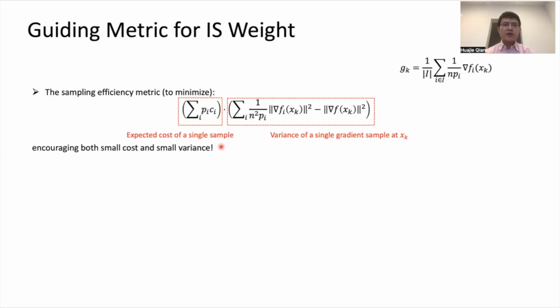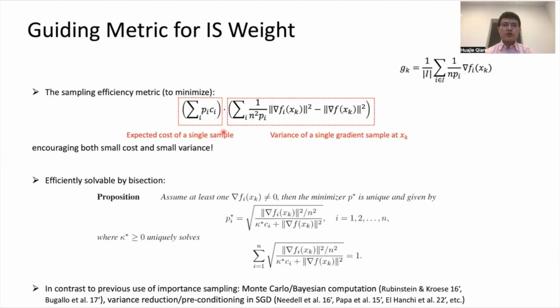So for now, this choice of the metric may seem heuristic, but we'll show later that this actually is the optimal way. So one potential issue with this metric is that it is non-convex in the weights PIs. However, we show that by analyzing the Lagrangian, we see that the optimal weight PI star can be in this form. Okay. So in order to solve for these optimal weights, we simply need to choose the kappa star value here so that all the PI values sum up to 1. And this can be done by bisection.